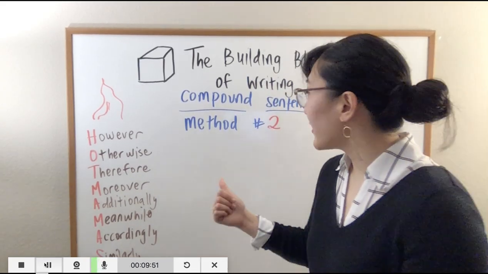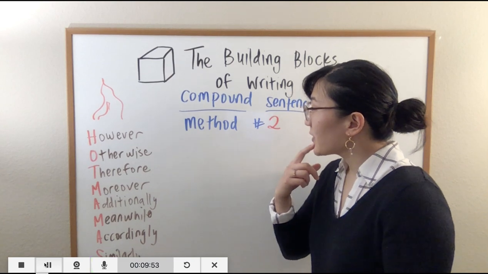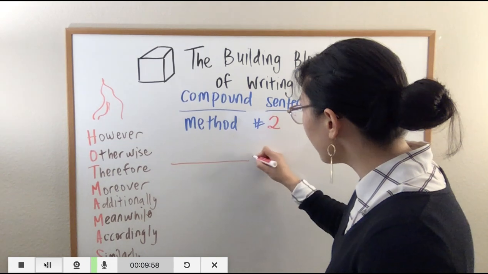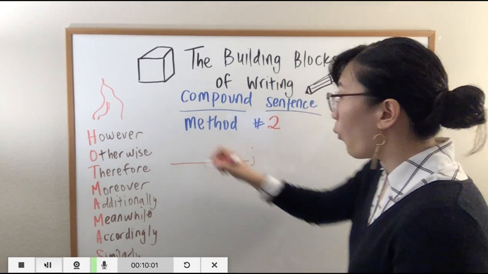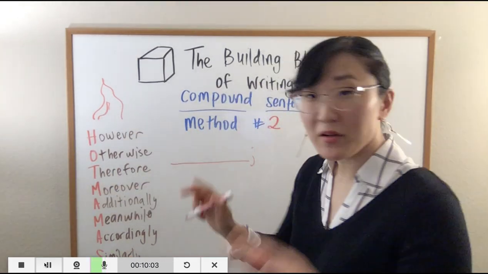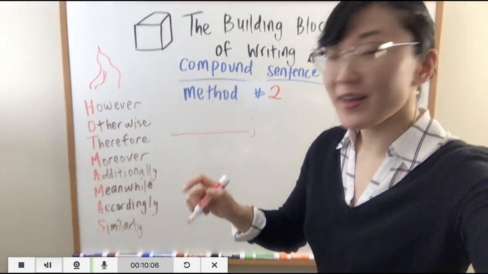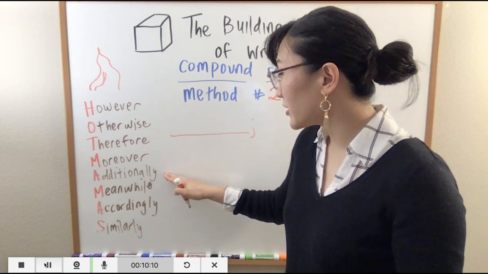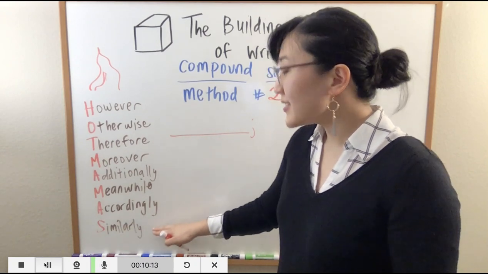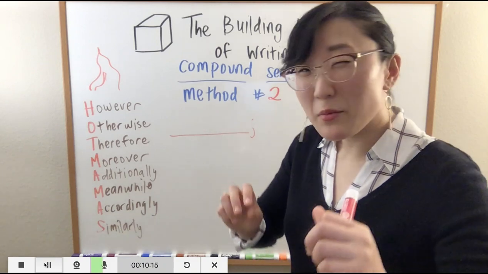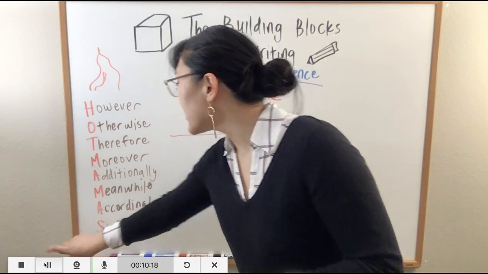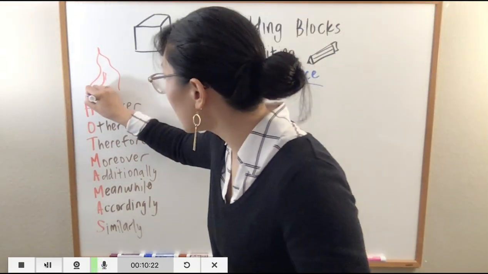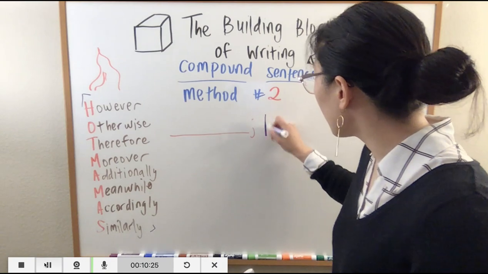So if we look back here, method number 2. Okay, now method number 2, we have one sentence, right? Then we have a semicolon. One of these, I call them hot mama words, okay? However, otherwise, therefore, moreover, additionally, meanwhile, accordingly, similarly. You don't need to remember the word that they're conjunctive adverbs. Instead, remember hot mamas, okay? So that means we're gonna have one of these words here, okay?